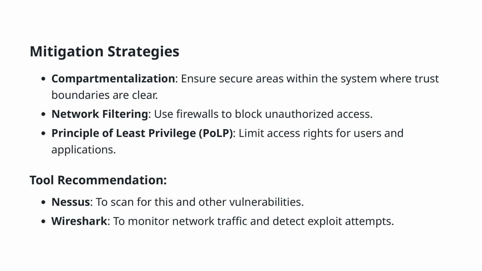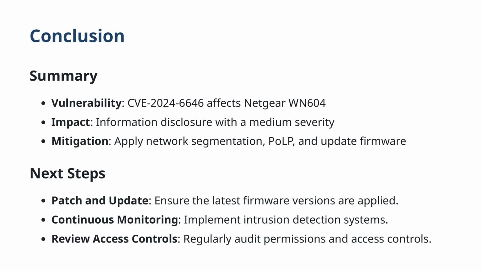For tools to aid in these mitigation strategies, I recommend utilizing Nessus and Wireshark. Nessus is effective for scanning vulnerabilities, including the one affecting the Netgear WN604 device, among others. Meanwhile, Wireshark is an excellent tool for monitoring network traffic and detecting exploit attempts, helping you stay ahead of potential attacks. By implementing these strategies, compartmentalization, network filtering, and POLP, and leveraging these tools, you can significantly improve your network's security posture.